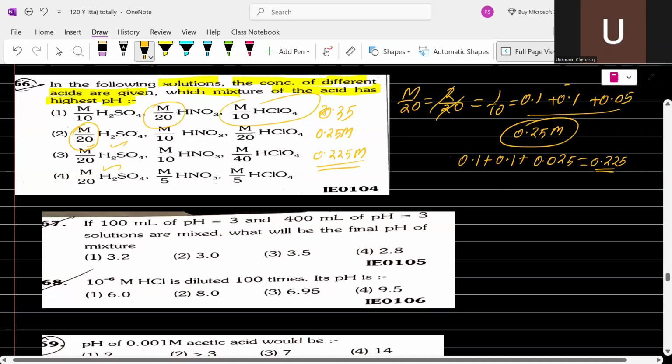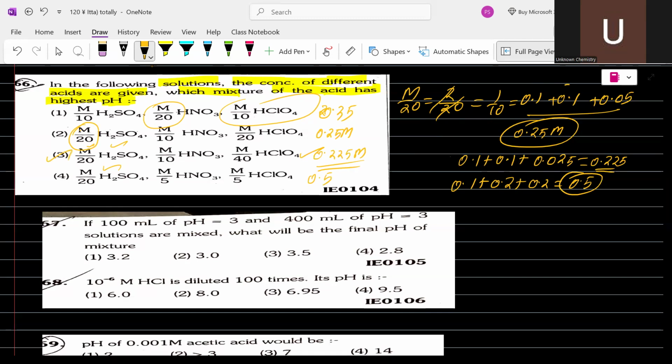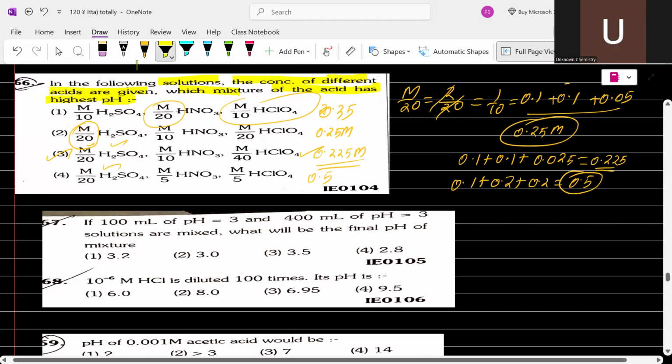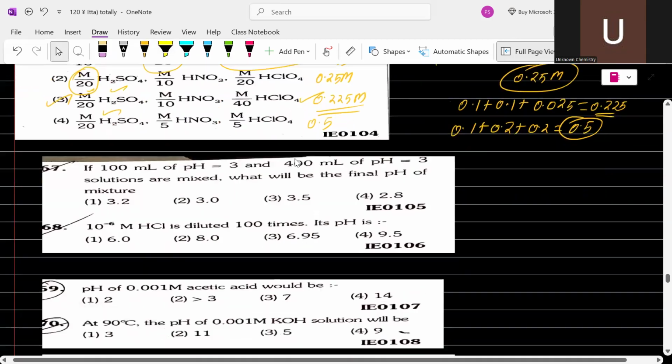Here still M by 20 is 0.1 plus M by 5. M by 5 means 0.2. Here also 0.2 plus 0.1. So if you notice which has less concentration of H plus, the third one is going to be the right answer. Right, everyone? So I hope you understood this concept. What was the concept? The one with the highest pH has the least concentration of H plus ion. Next question.